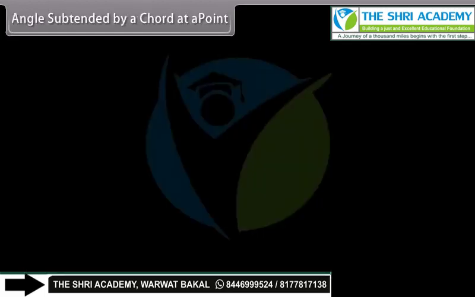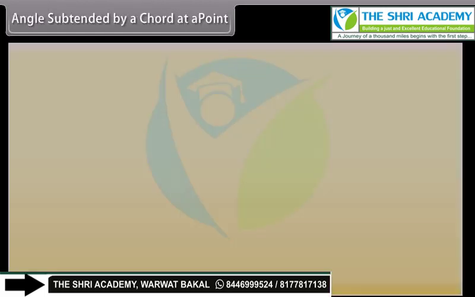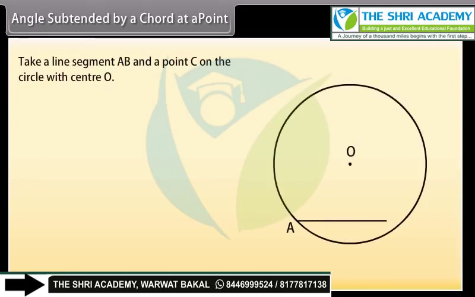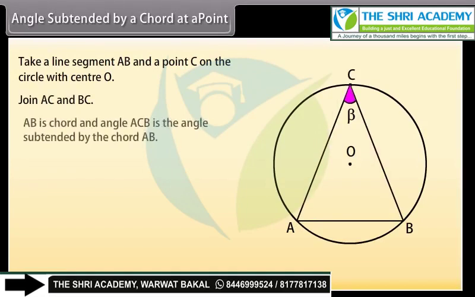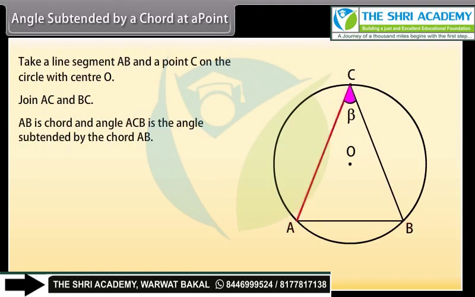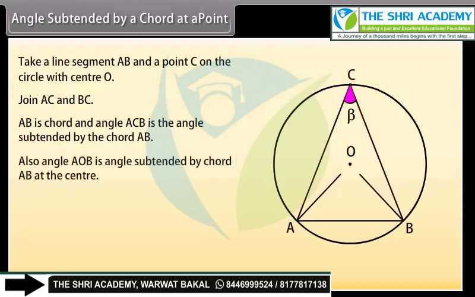Angle subtended by a chord at a point. Take a line segment AB and a point C on the circle with center O. Join AC and BC. Here AB is a chord and angle ACB is the angle subtended by the chord AB. Also, angle AOB is the angle subtended by chord AB at the center.